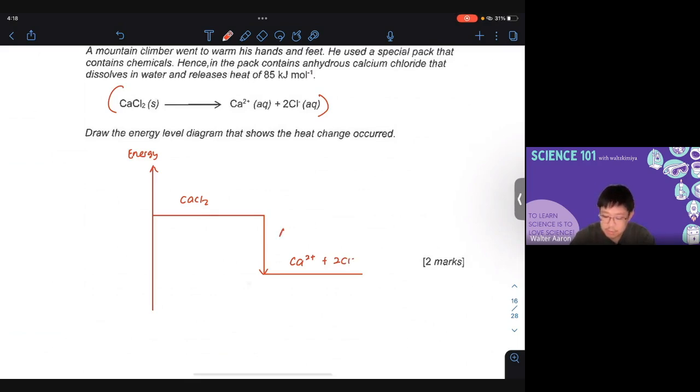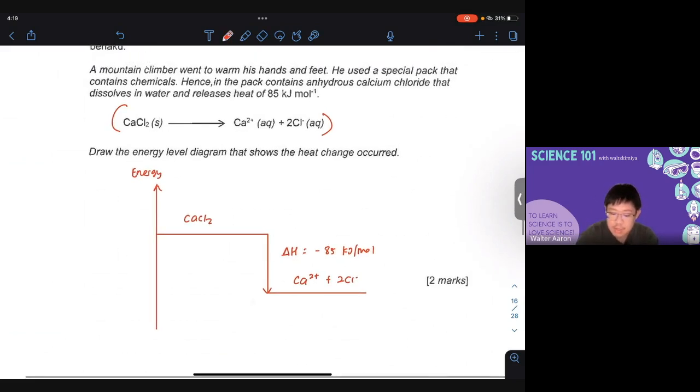And then you put a delta H value of negative 85 kilojoules per mole. Remember, again, to put the negative in front or else it's wrong, because that's to indicate that it is an exothermic reaction. Releases heat of 85 kilojoules per mole. So if you draw this correctly, you should be able to get 2 marks in total.